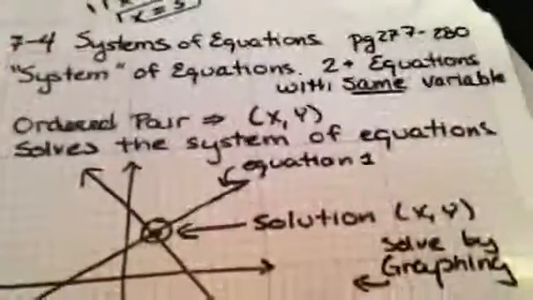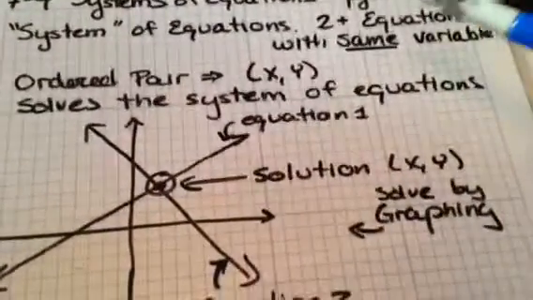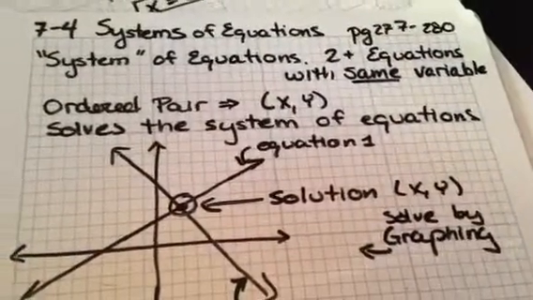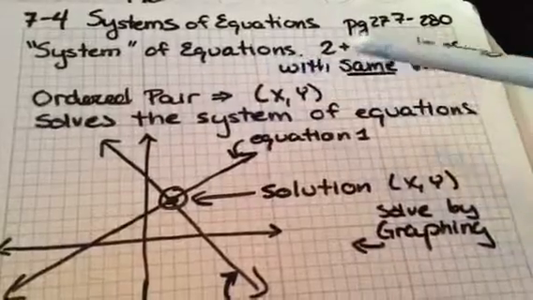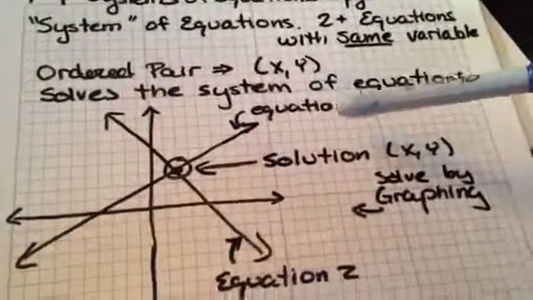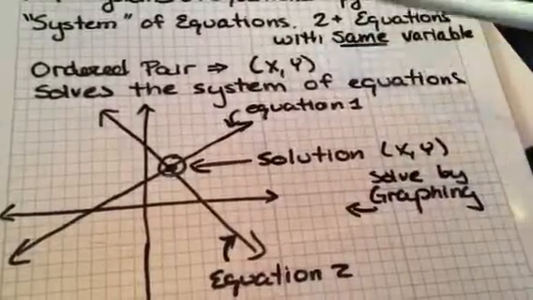7.4, this is going to be in two parts. We're going to start looking at systems of equations, and so you're going to look at page 277 to 280. Now, a system of equations just means that you have two or more equations with the same variables, and your solution is going to be an ordered pair, x, y.